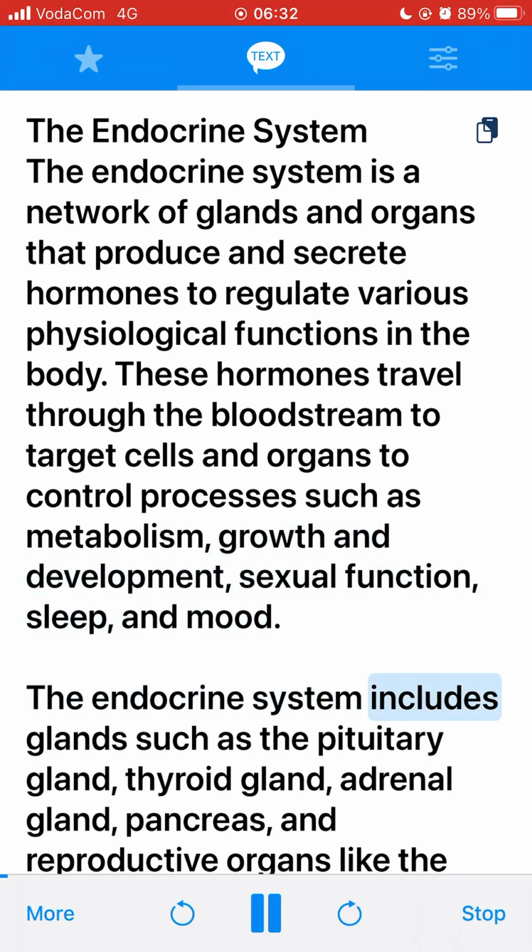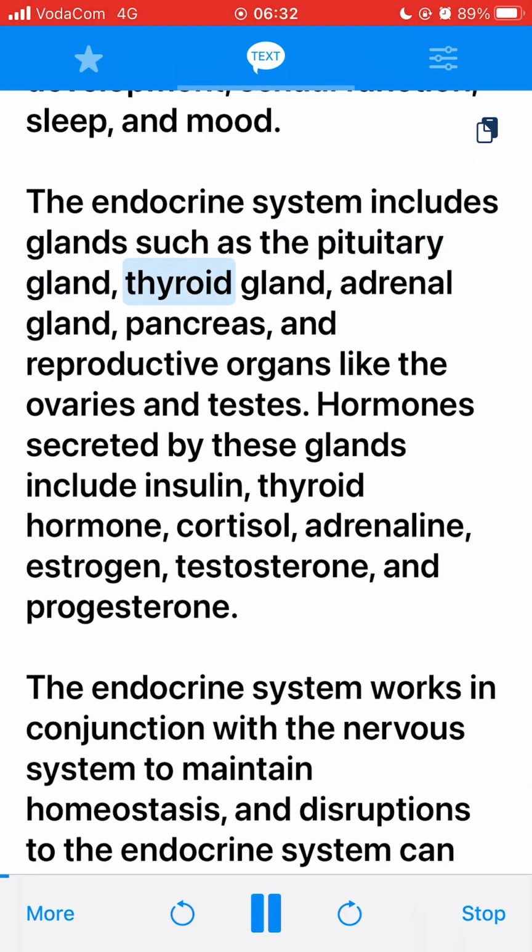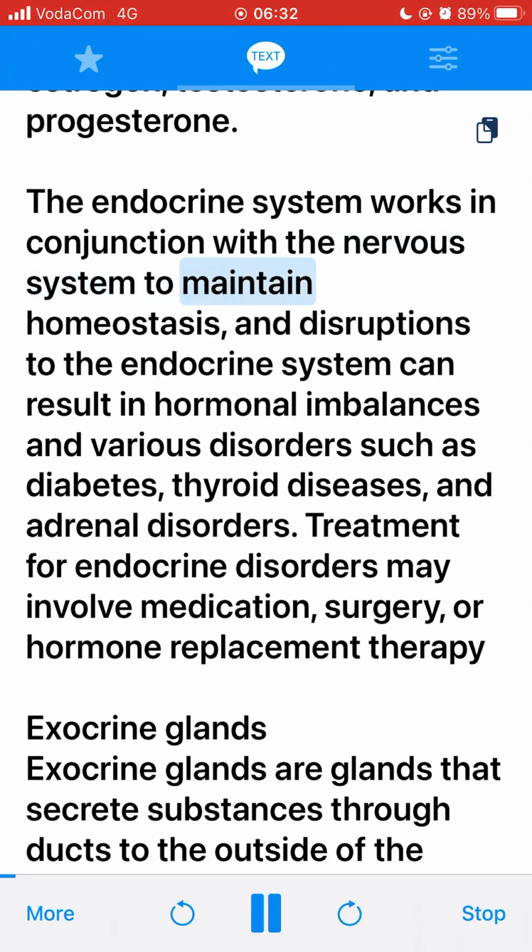The endocrine system includes glands such as the pituitary gland, thyroid gland, adrenal gland, pancreas, and reproductive organs like the ovaries and testes. Hormones secreted by these glands include insulin, thyroid hormone, cortisol, adrenaline, estrogen, testosterone, and progesterone. The endocrine system works in conjunction with the nervous system to maintain homeostasis, and disruptions to the endocrine system can result in hormonal imbalances and various disorders such as diabetes, thyroid diseases, and adrenal disorders. Treatment for endocrine disorders may involve medication, surgery, or hormone replacement therapy.